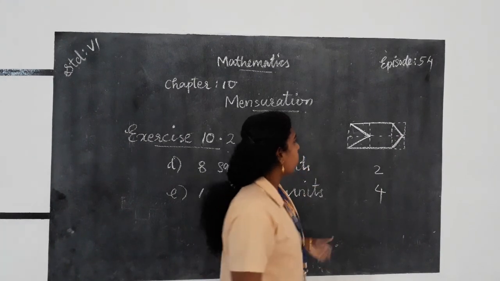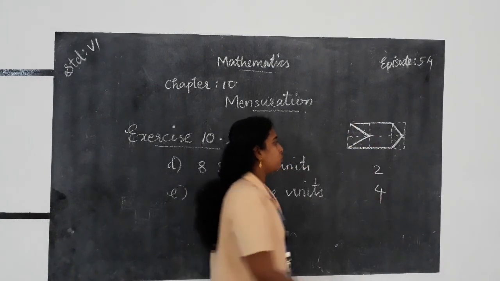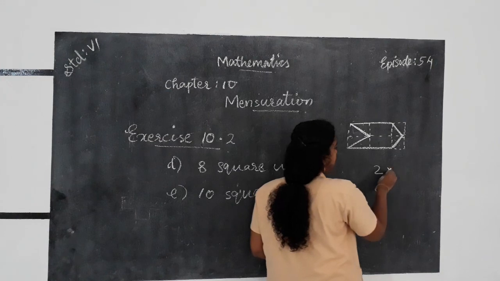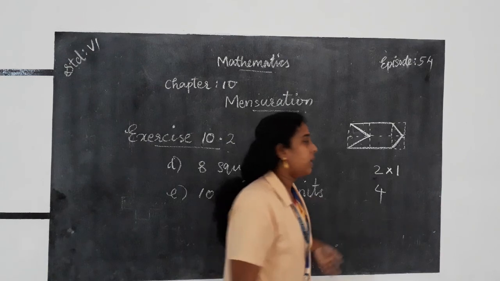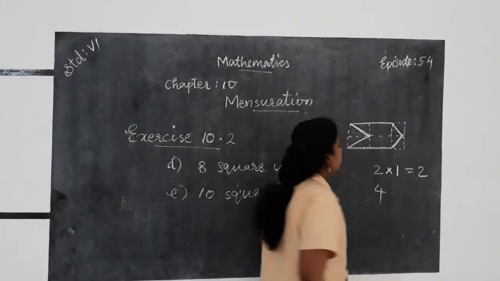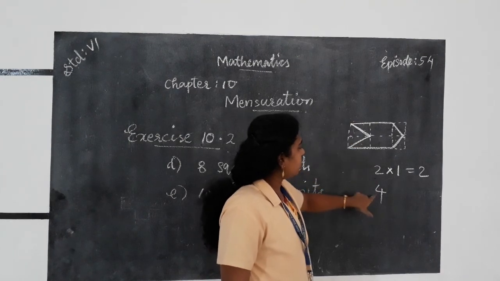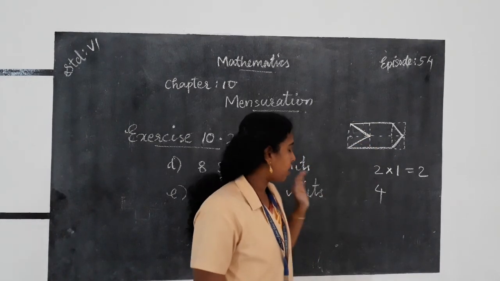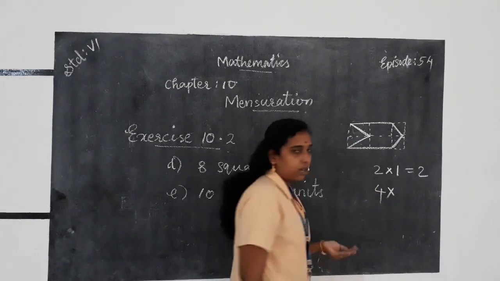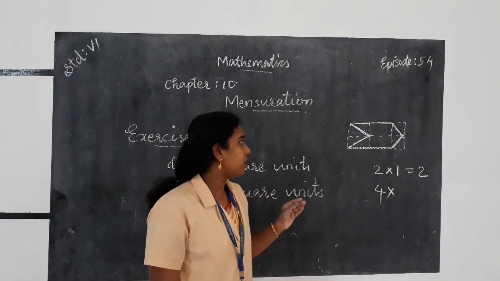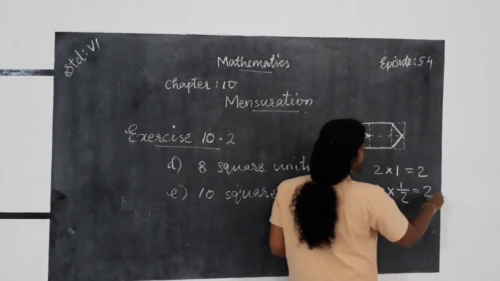To find the area of the fully filled and half filled squares, the number of fully filled squares is 2. 2 into 1, one complete square gives 1, so 2 into 1 is the area covered by fully filled squares. That is equal to 2 square units. And the number of half filled squares is equal to 4. To find the area covered by half filled squares, 4 into half, 4 into 1 by 2, that is equal to 4 by 2, which is equal to 2.